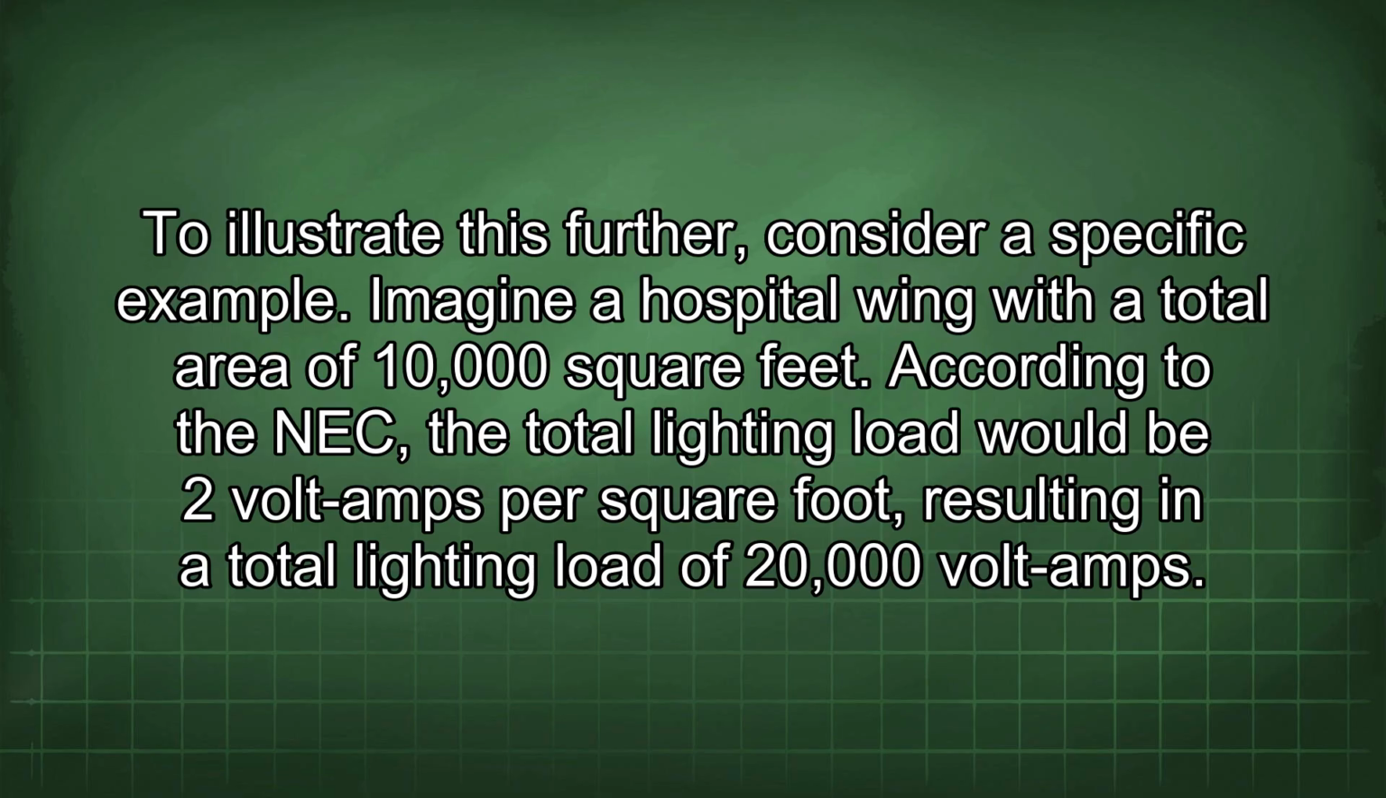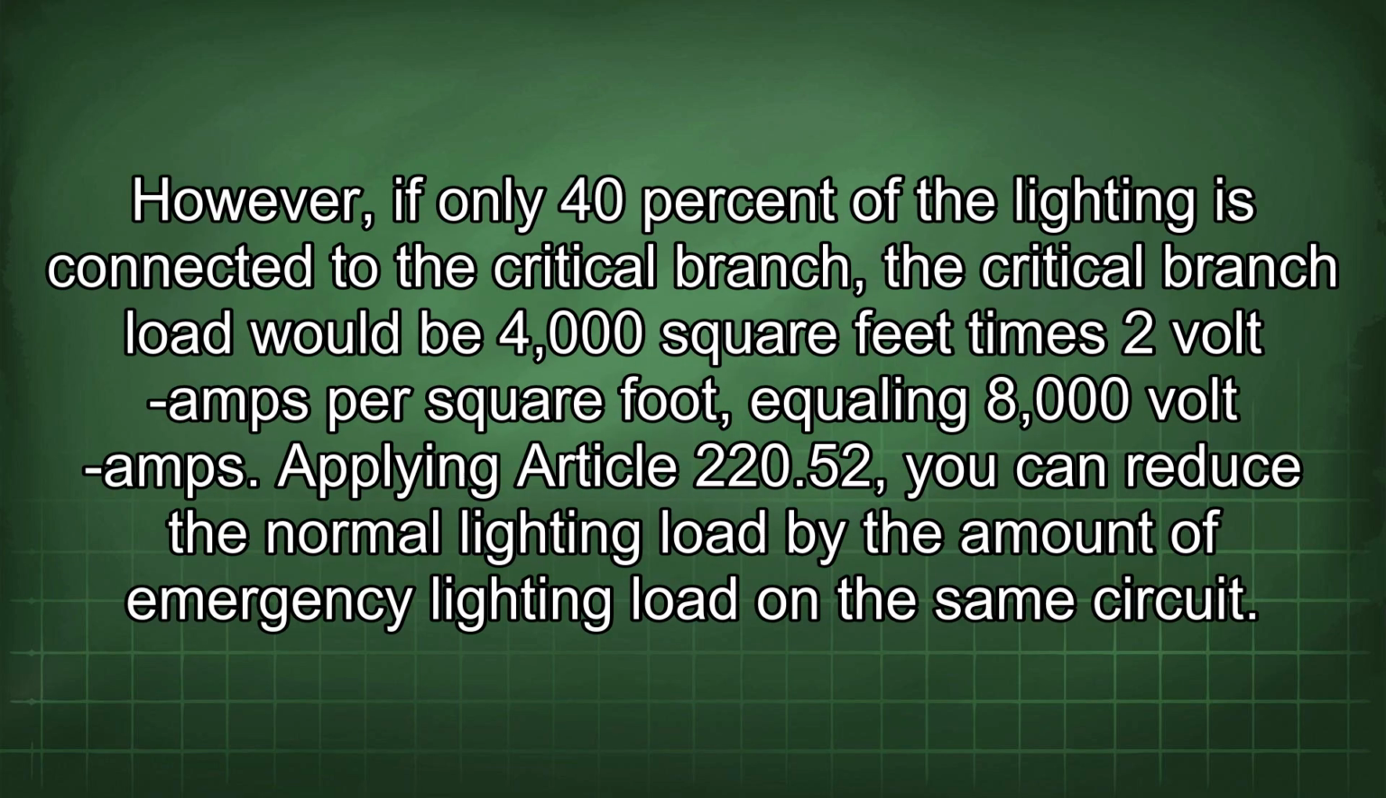To illustrate this further, consider a specific example. Imagine a hospital wing with a total area of 10,000 square feet. According to the NEC, the total lighting load would be 2 volt amps per square foot, resulting in a total lighting load of 20,000 volt amps. However, if only 40% of the lighting is connected to the critical branch, the critical branch load would be 4,000 square feet times 2 volt amps per square foot, equaling 8,000 volt amps.